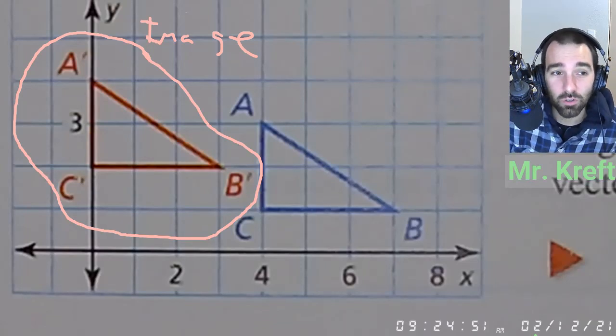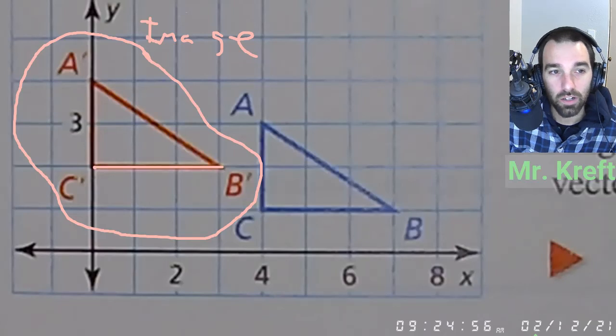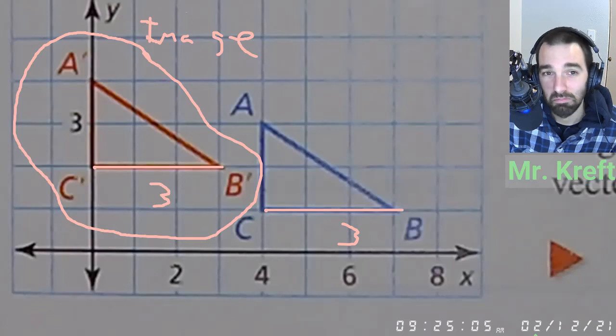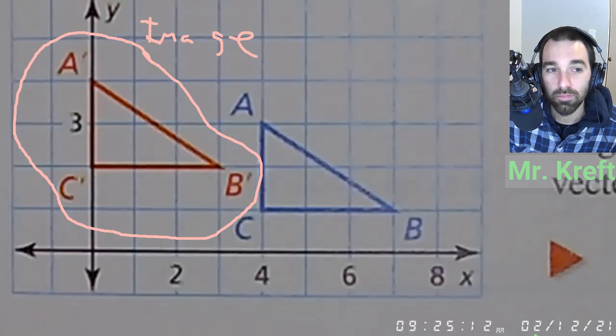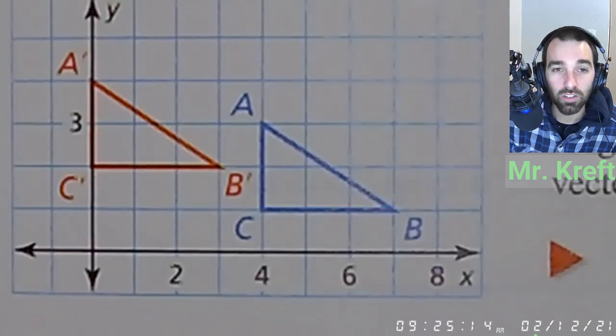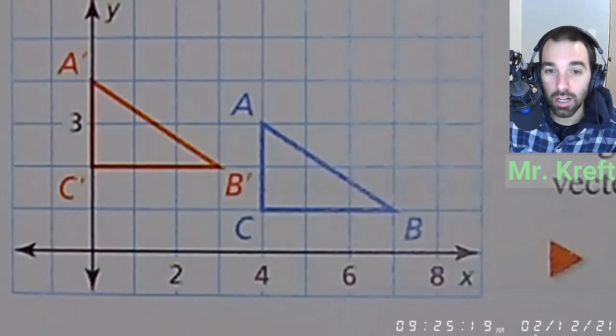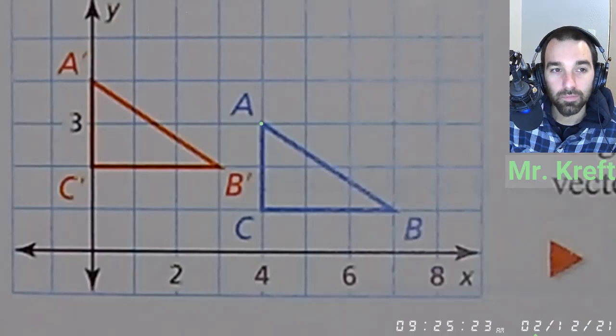So you might say that, but let's do some measuring. If I look at CB, how long is that? 1, 2, 3. How long is CB here? 1, 2, 3. Right? So it might be an optical illusion of looking smaller, but these are the same triangle. This is rigid motion. So what we're going to talk about next is how they moved. To talk about how they moved, we're going to start with point A.